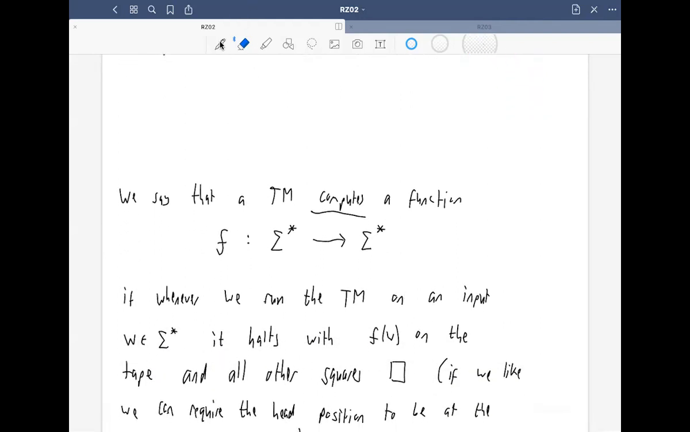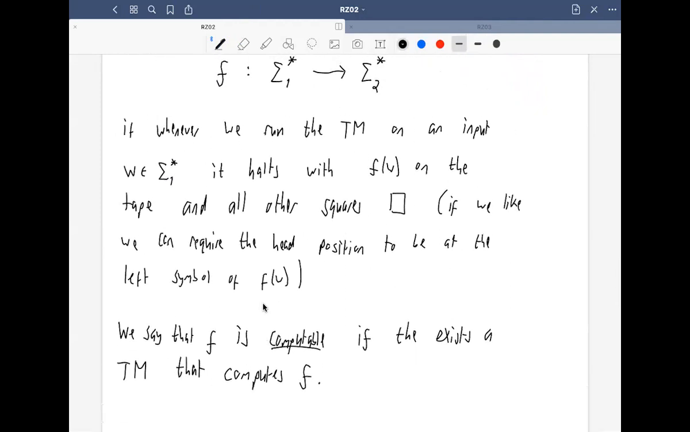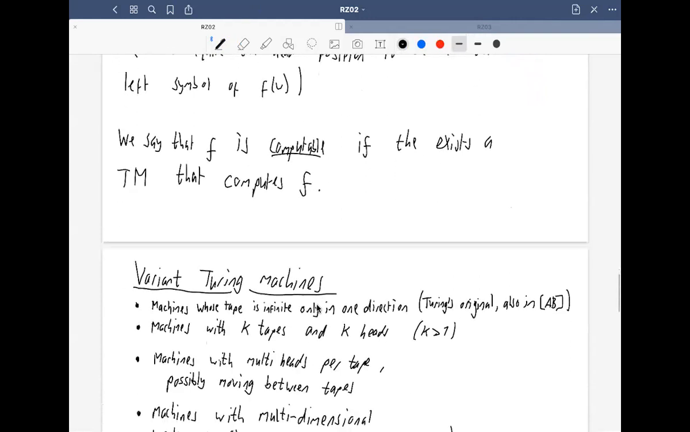But on the other hand, we can ask for it to input words from one alphabet and output to another if we want to. So let's actually make that generality. We just have some alphabet sigma 1 for the input and some alphabet sigma 2, and they can be the same. Okay, so that's a little generalization of what we did last week.